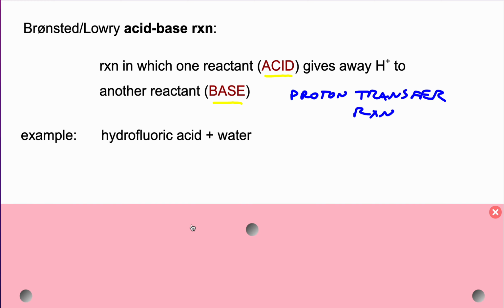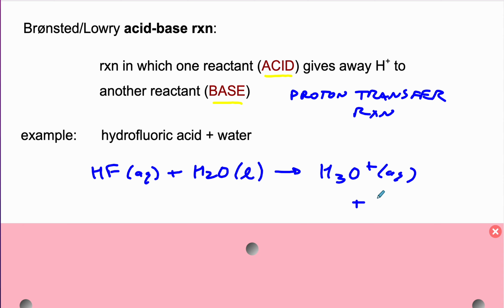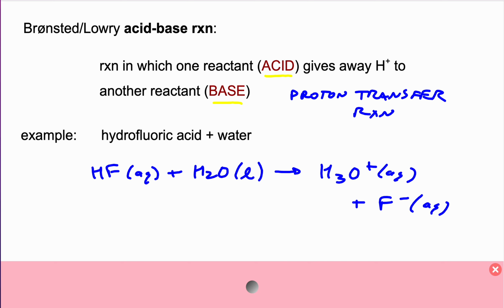Let's take an example. If I react hydrofluoric acid with water, hydrofluoric acid gives away its proton, its H+, to water, forming the hydronium ion and leaving behind the fluoride ion. So according to the Bronsted-Lowry definition, hydrofluoric acid would be the acid because it's giving away H+. Water would be the base because it is accepting H+. In the next section of this unit, we will talk about Bronsted-Lowry acid-base reactions in a bit more detail.